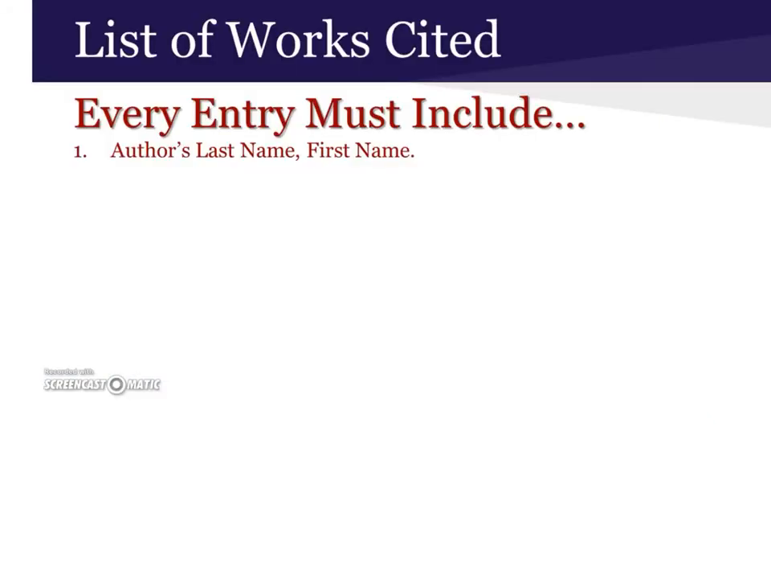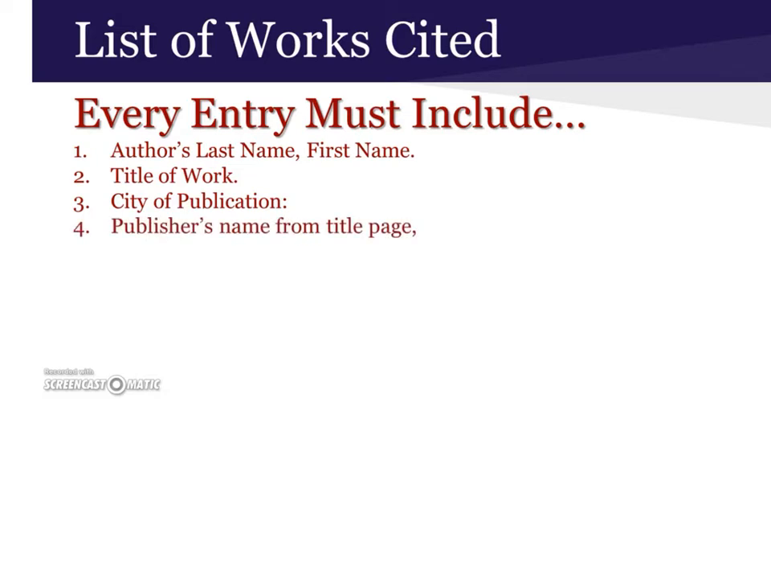Okay. After you give the author's name, you're going to give the title of the work, the piece of literature, followed by a period. Then you're going to give the city of publication, followed by a colon. The publisher's name that appears on the title page, followed by a comma. The year of publication, followed by a period. The medium of publication, followed by a period.